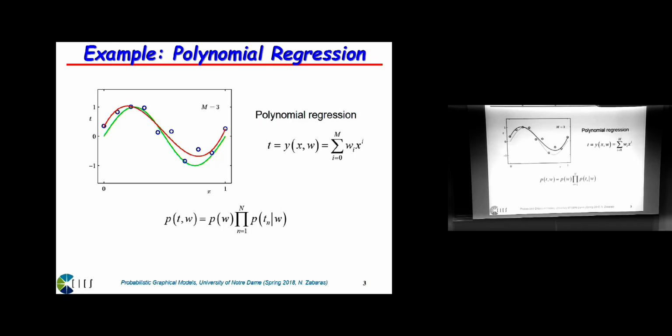So we fit the response of the system, which is scalar, and we call it T, to some polynomial with these coefficients Wi being random variables. And we wrote the joint probability distribution like that. This is the prior on W, and this is the likelihood. If we knew W, what's the probability of Tn?